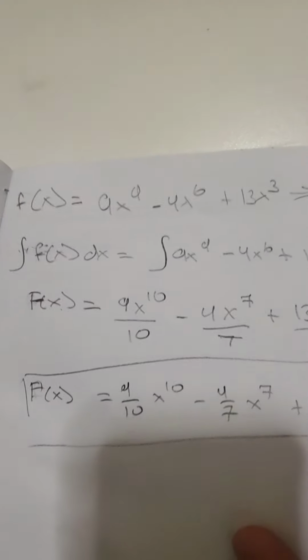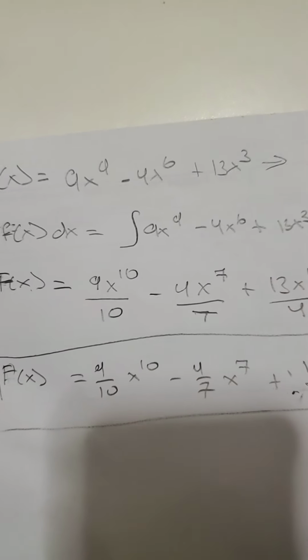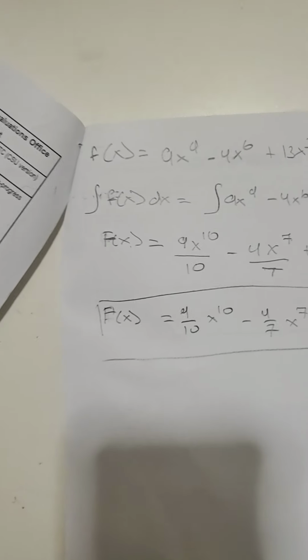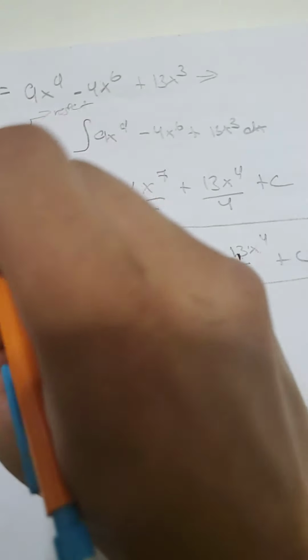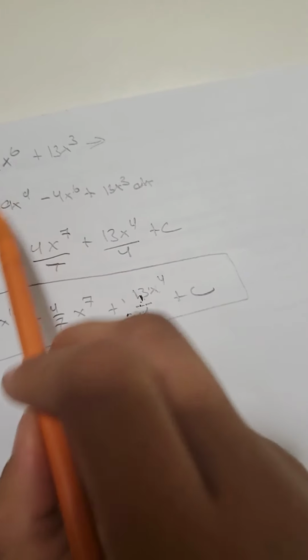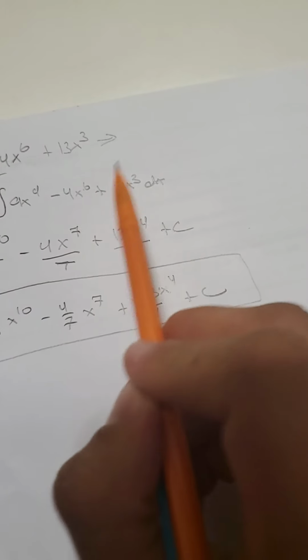Okay, so let's move on to this problem. f of x is equal to 9x to the 9th minus 4x to the 6th, sorry, plus 13x cubed. Find the integral of f of x dx. This dx pretty much means with respect to. So the indefinite integral of f of x dx is equal to the integral of 9x to the 9th minus 4x to the 6th plus 13x cubed dx.